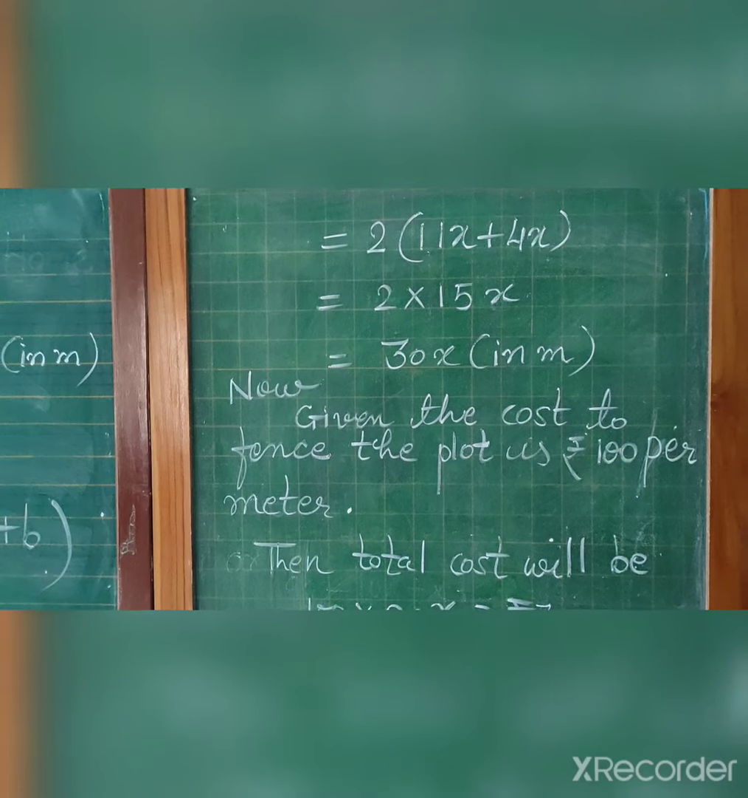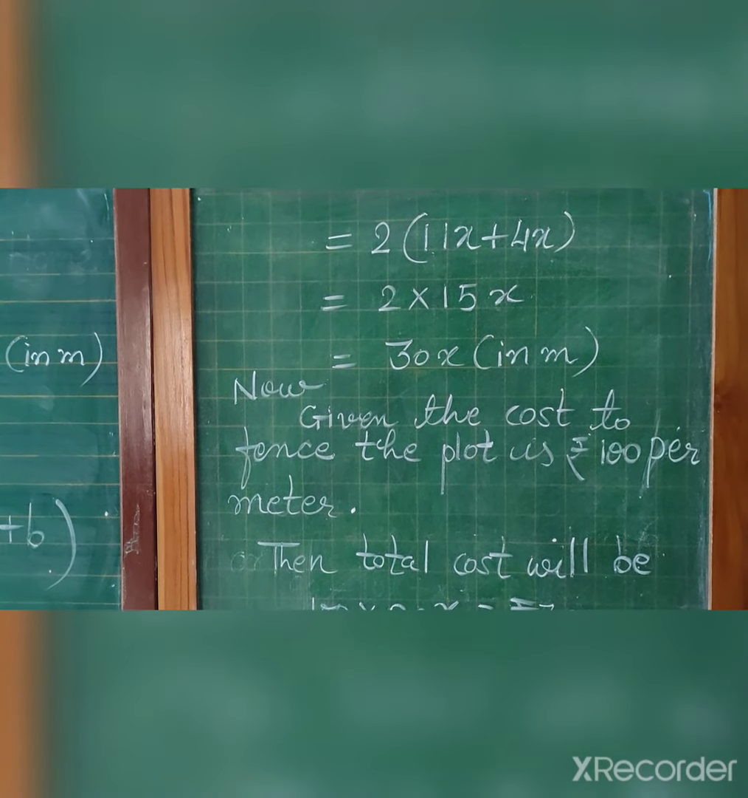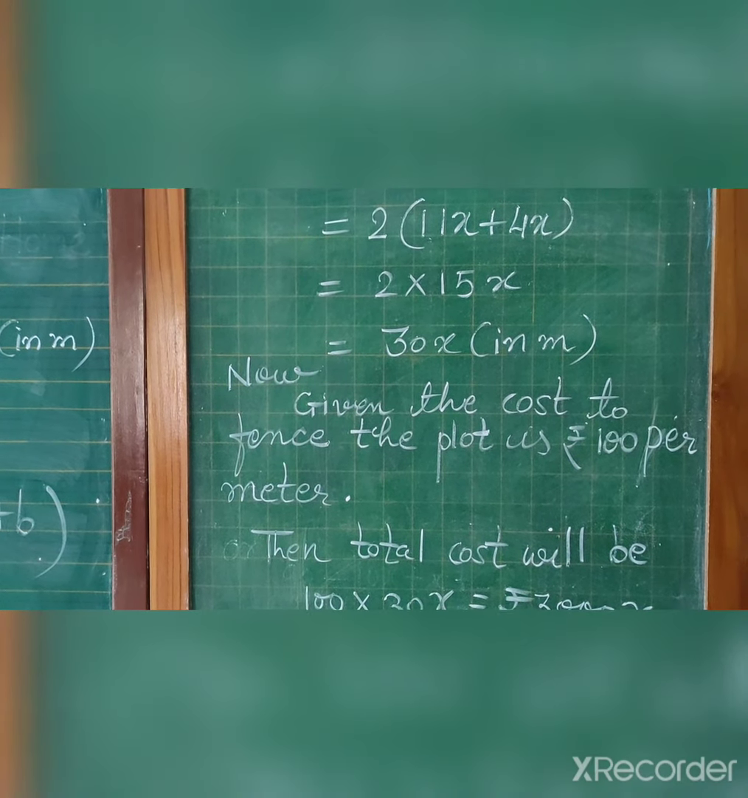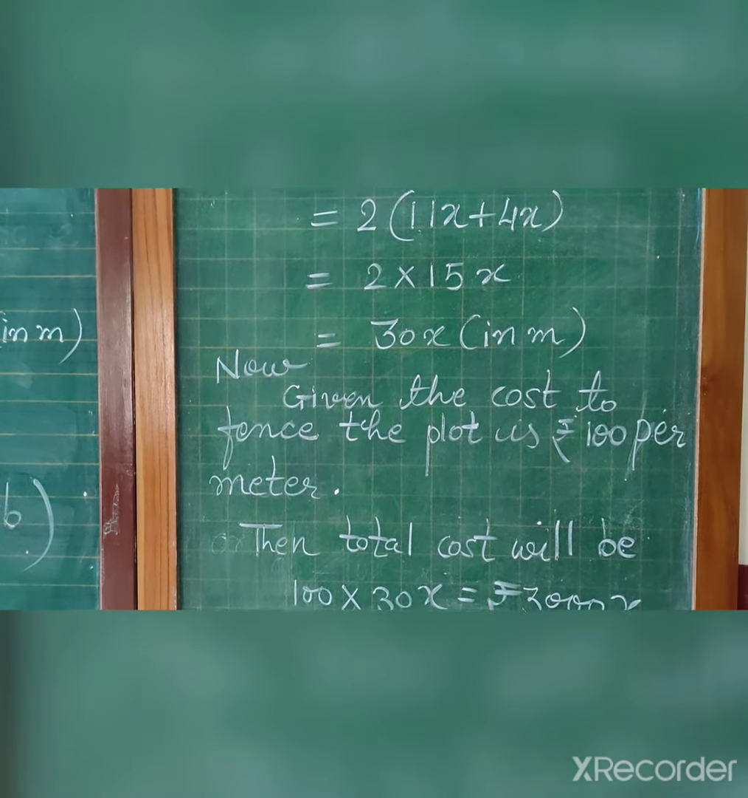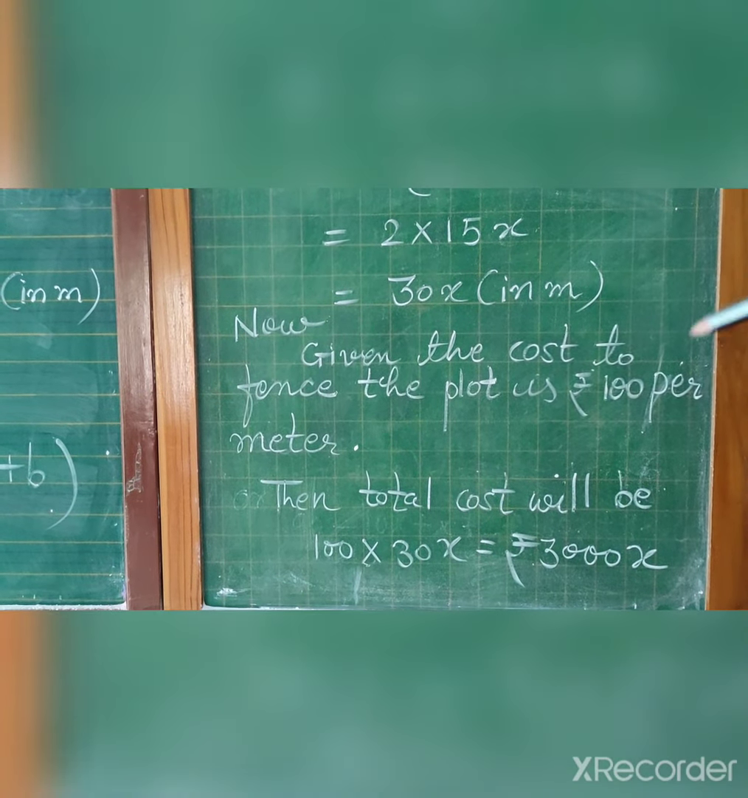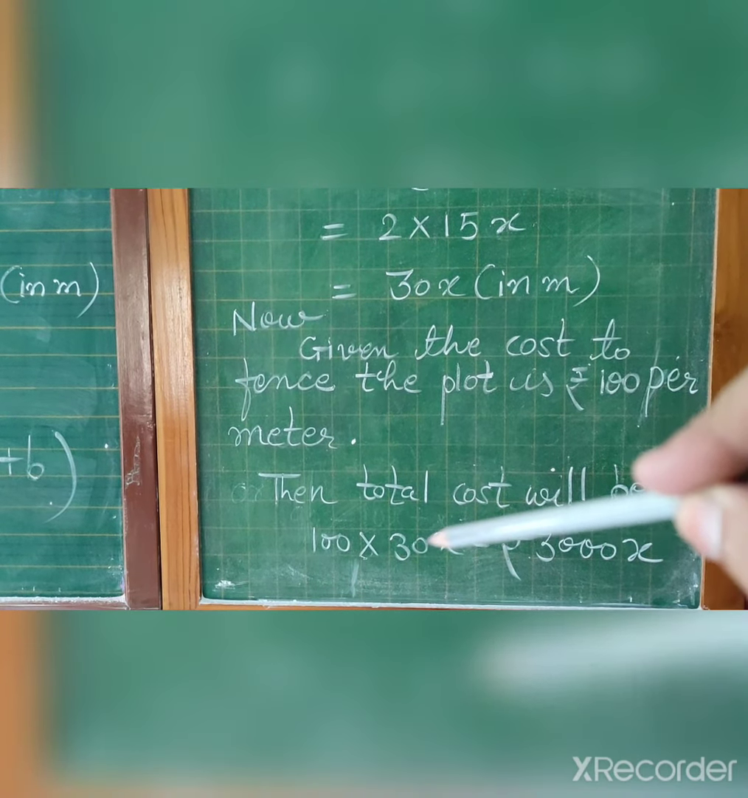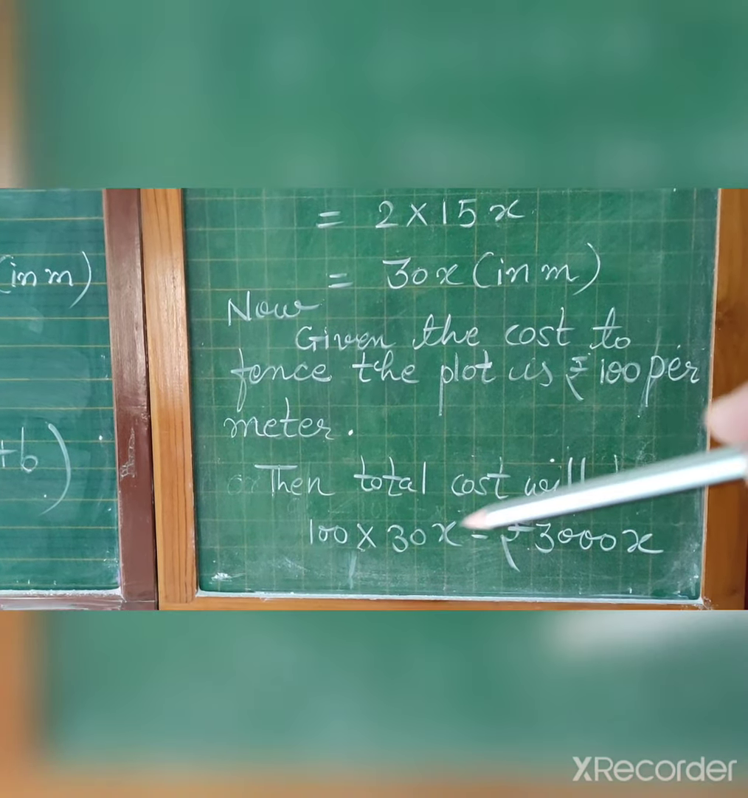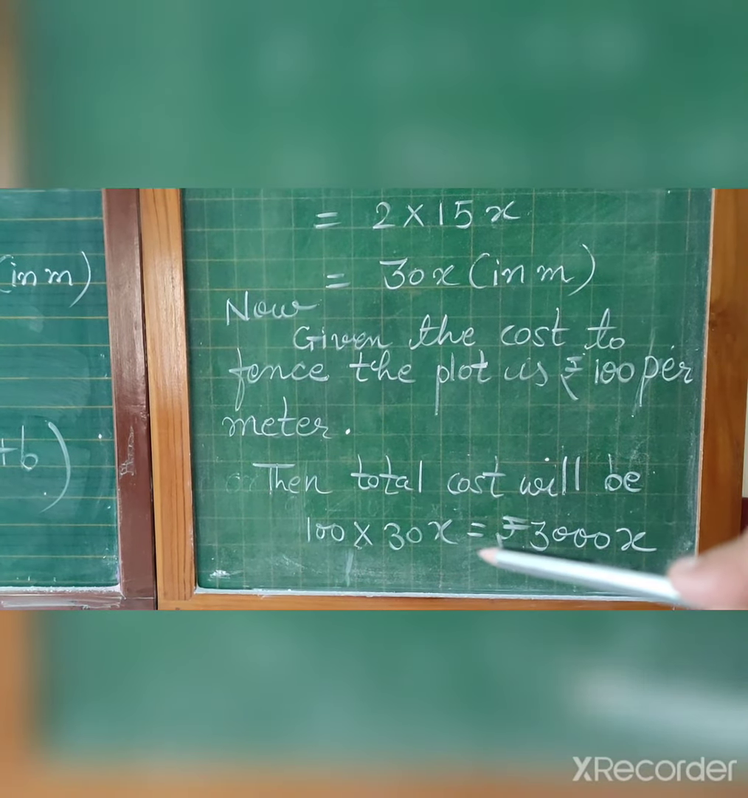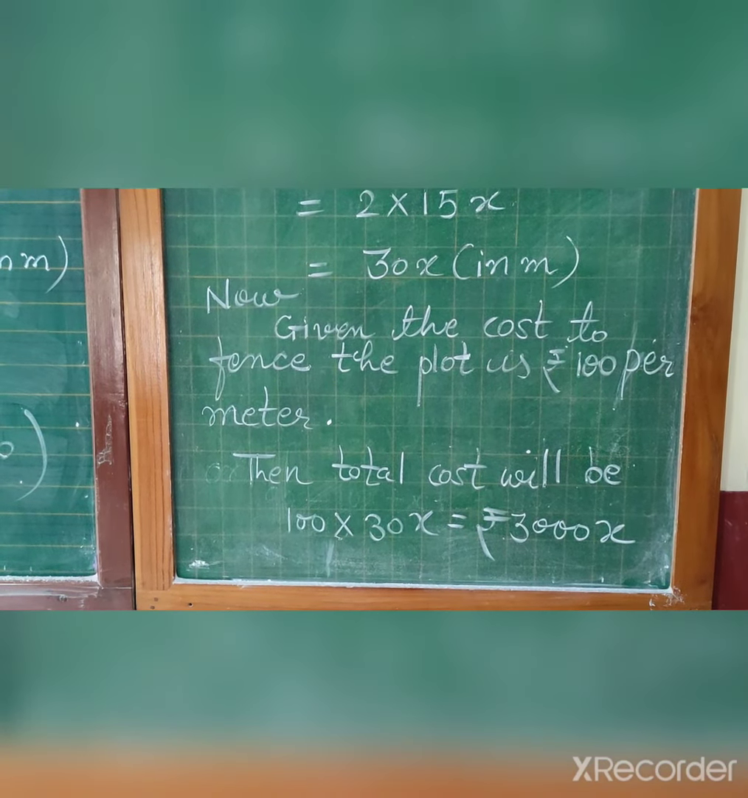So 30x meters. Now it is given the cost to fence the plot is rupees 100 per meter. That means for 1 meter the cost is rupees 100. Now the total perimeter is this. So whatever meters we are having, we will multiply by 100, because for 1 meter it is 100 rupees. So for this much of meters, 100 into 30x, so rupees 3000x.